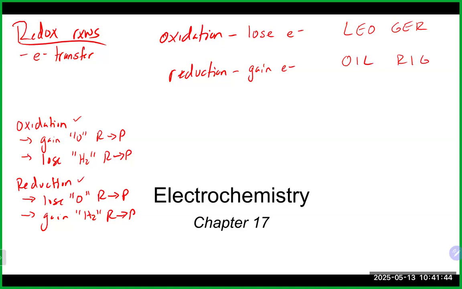So how can you determine if something is going through oxidation or reduction? There's actually a fairly simple approach, and I sometimes like to use what I call a number line approach.